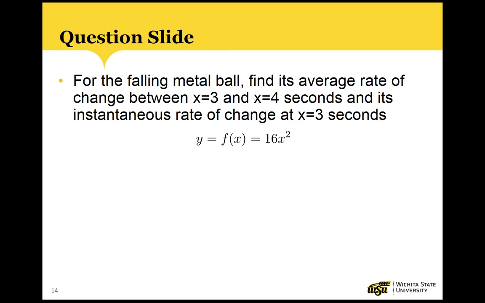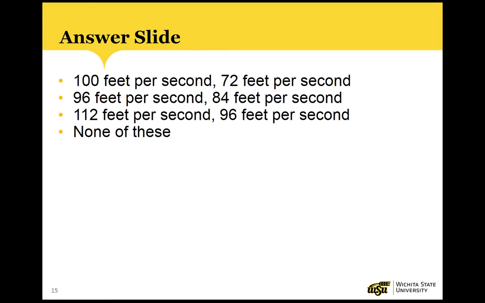All right. What I would like for you to do is, using the example of the falling metal ball, find the average rate of change between x equals 3 and x equals 4 seconds, and the instantaneous rate of change when x equals 3 seconds. Here are some potential responses.